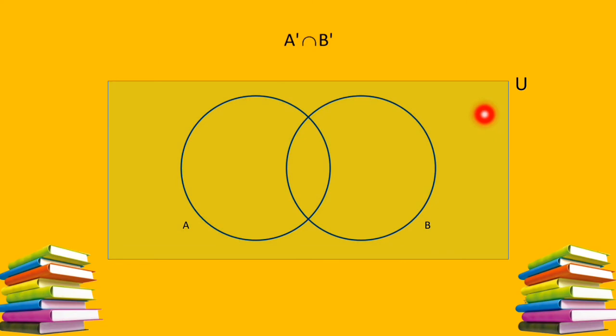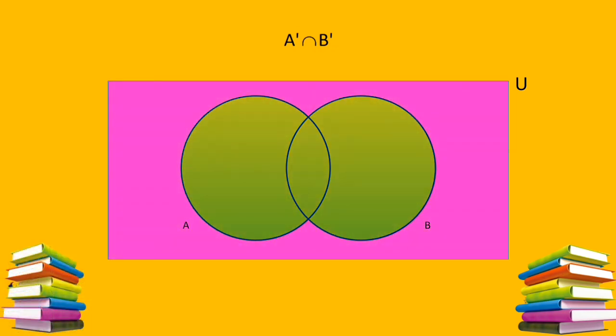Similarly, A complement intersection B complement. A complement means you have to take all the area which is outside the set A, so this whole area will be shaded. And B complement means all the area which is outside the set B, so this whole area will be shaded. So the only common area of A complement and B complement is the area of the universal set only. So the area represented with pink color is the representation of A complement intersection B complement.